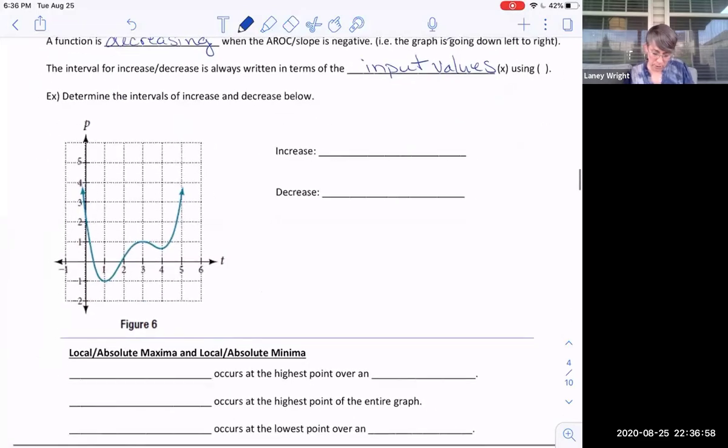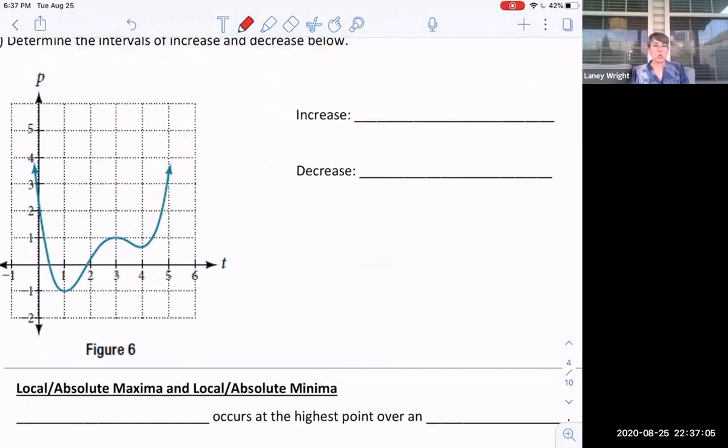So let's take a look at this guy, for example. So we want to determine the intervals of increase and decrease. So we're going to use interval notation. If there's more than one interval, we're going to use the union symbol. Everything's going to be in parentheses, and we're only dealing with the x's. Because remember, in order to be a function, the x's don't repeat. The y's can repeat, but the x's don't, so we have to use the x's.